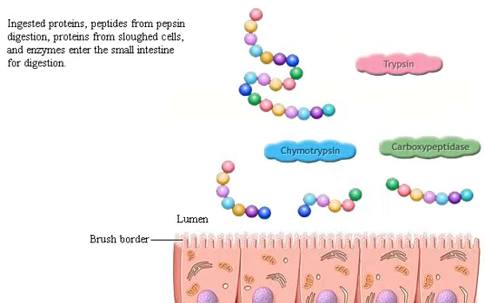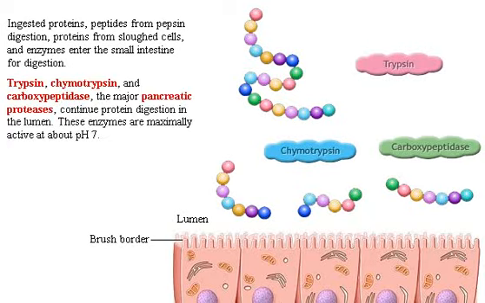Ingested proteins, peptides from pepsin digestion, proteins from sloughed cells, and enzymes enter the small intestine for digestion. Trypsin, chymotrypsin, and carboxypeptidase, the major pancreatic proteases, continue protein digestion in the lumen. These enzymes are maximally active at about pH 7. Drag a protein to trypsin to begin.